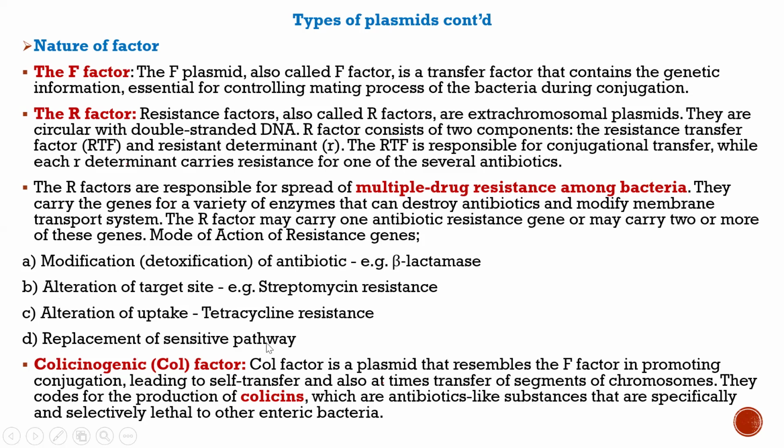And also replacement of the sensitive pathway. This is the route that the antibiotic is meant to take, and the R factor plasmid can just replace it, and then the antibiotic will not be able to follow the major pathway it's supposed to, to be able to produce the efficacy that it's supposed to.